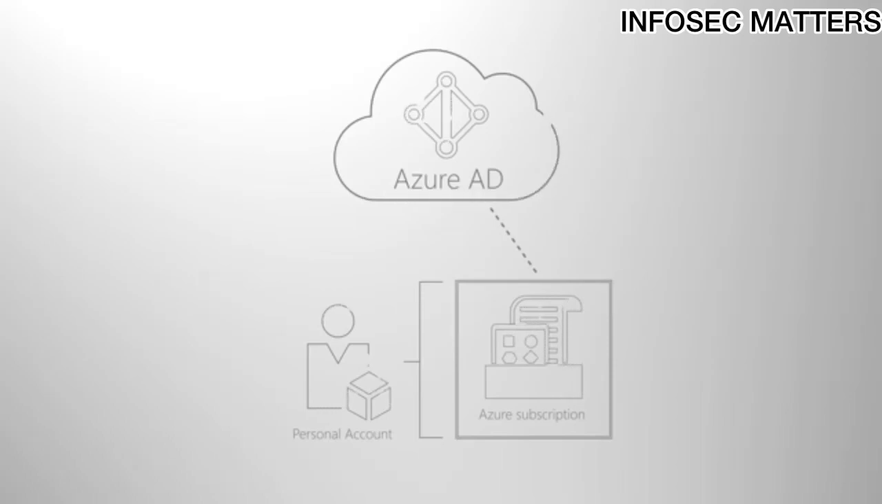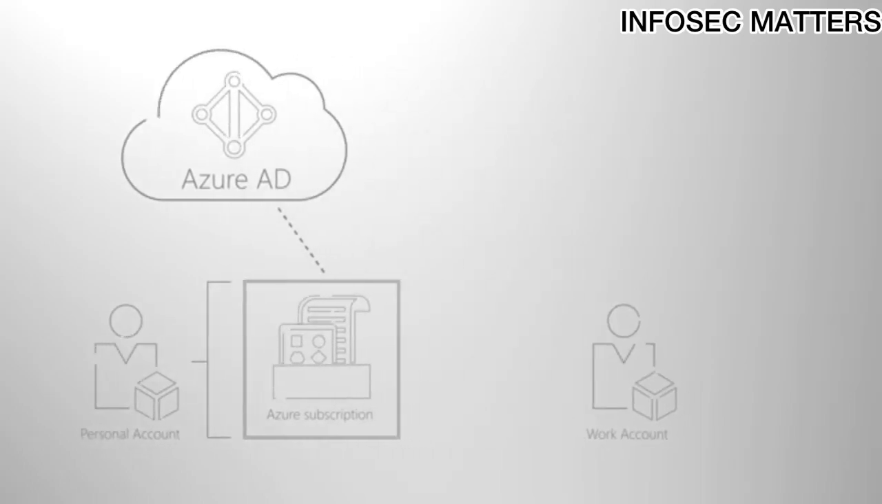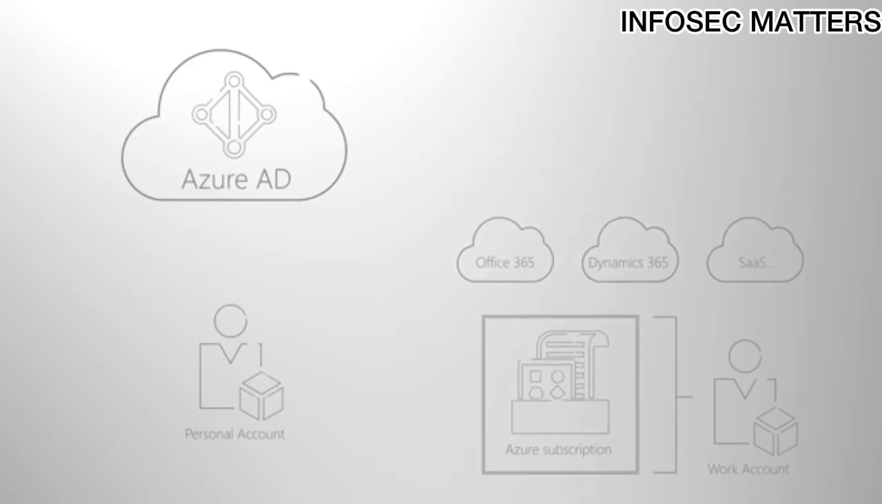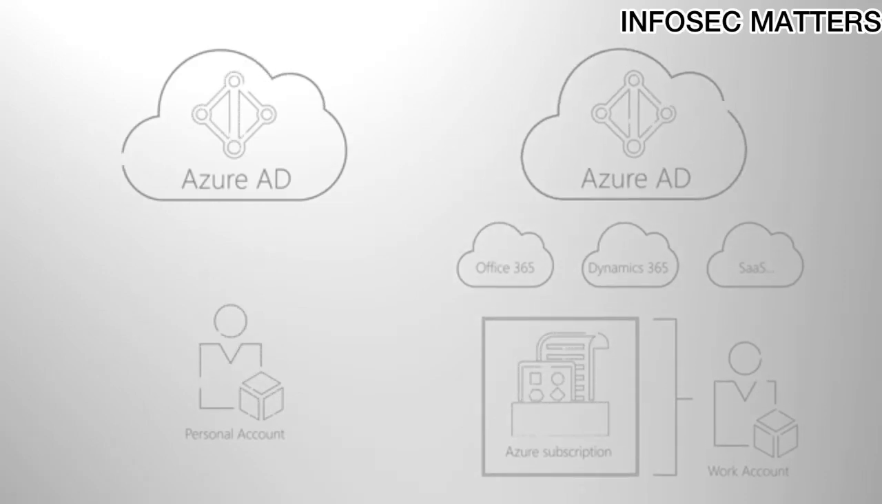Now, an important tip here is, if you've already got an Azure AD work account that you use with Office 365 or other Microsoft services, you can transfer your subscription from your personal account to your work account, which will also move it to your work Azure AD tenant. You can find out more on how to do this, including how to create a subscription using your Azure AD work account at the link shown.